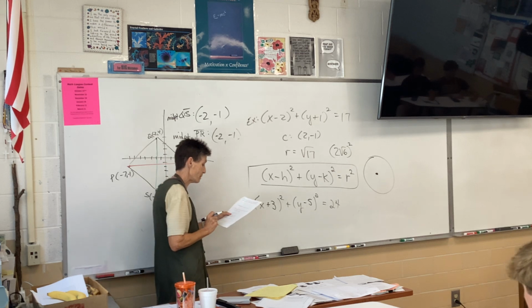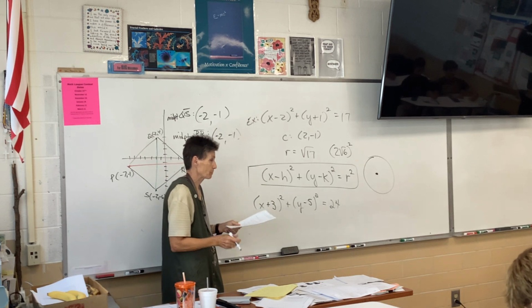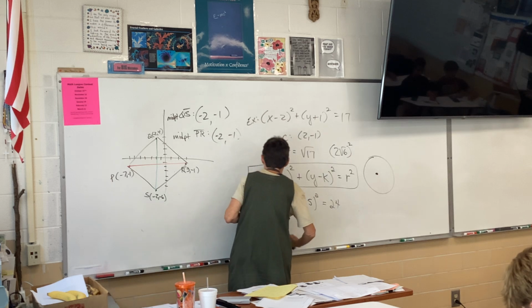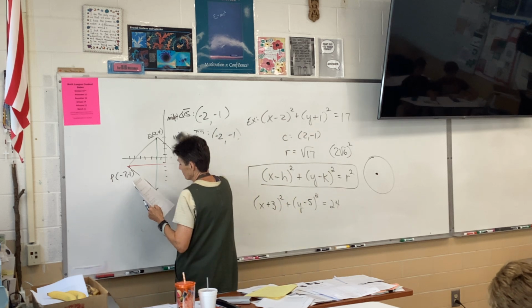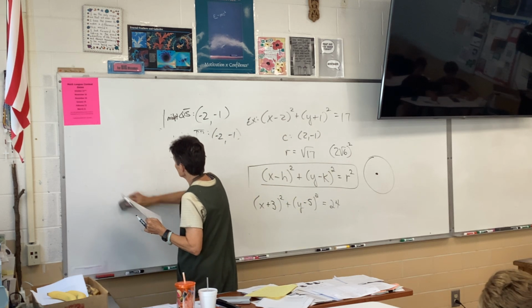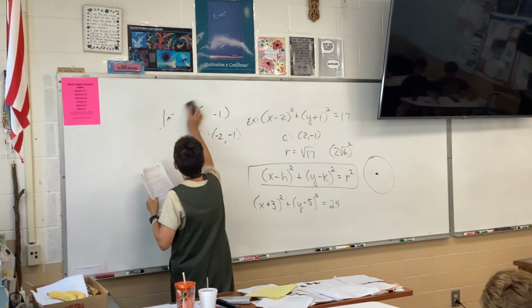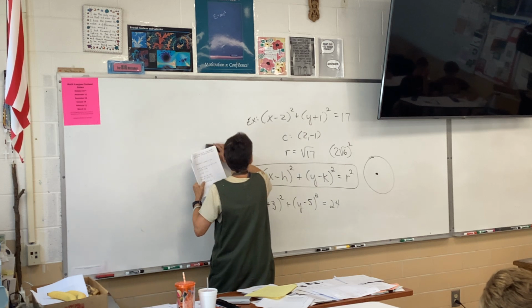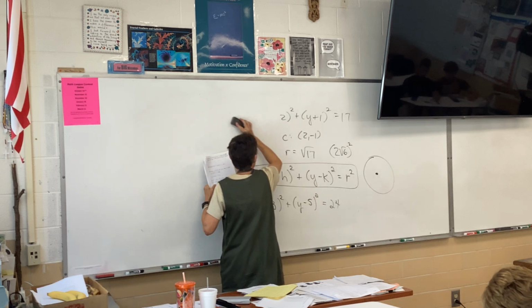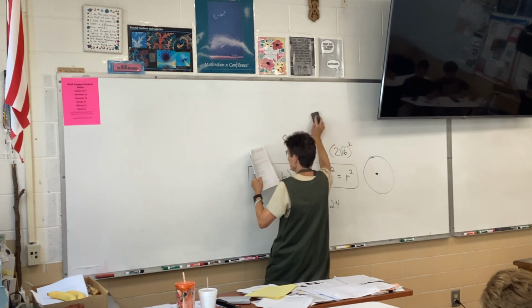All right, you do B. Write the equation of the circle with a center at 5, 0, and a radius of 9.1.